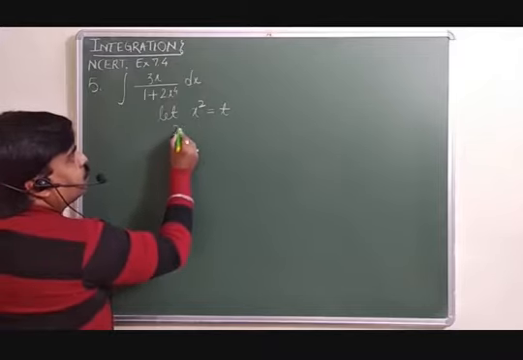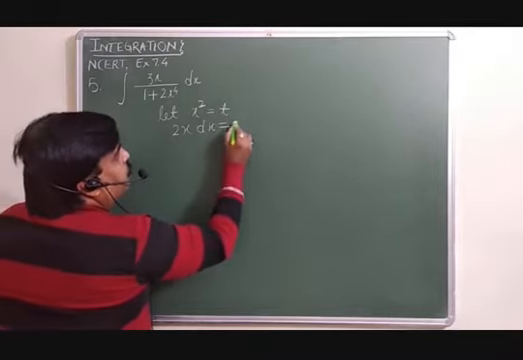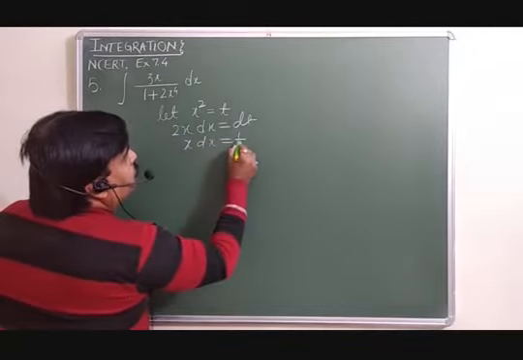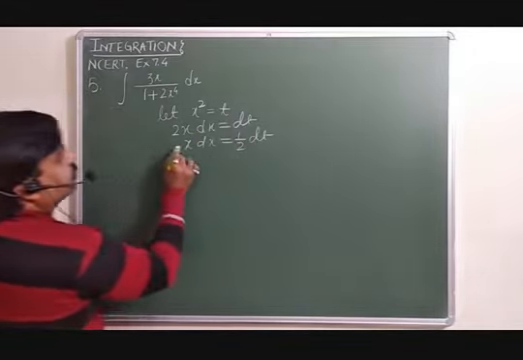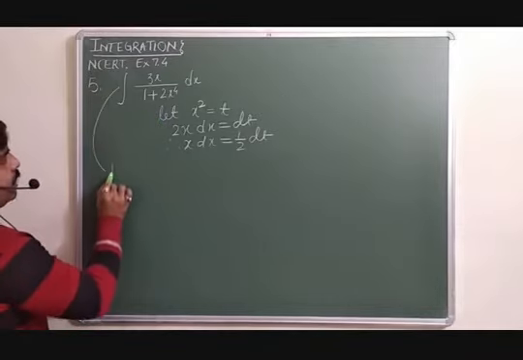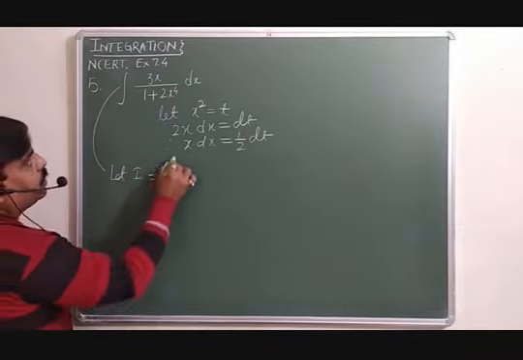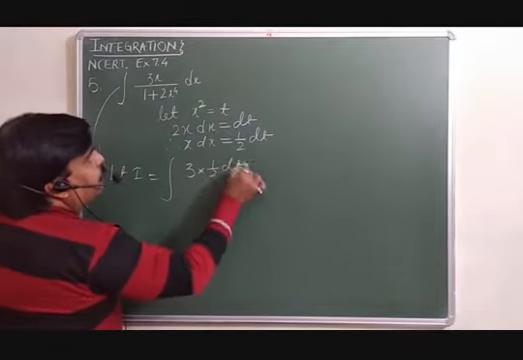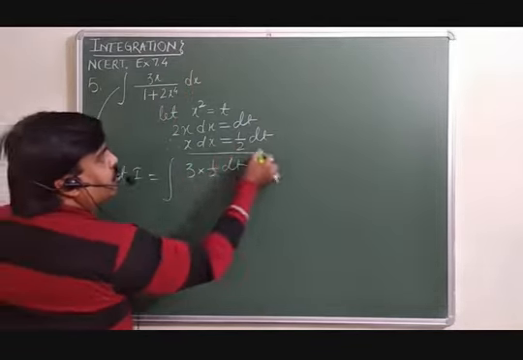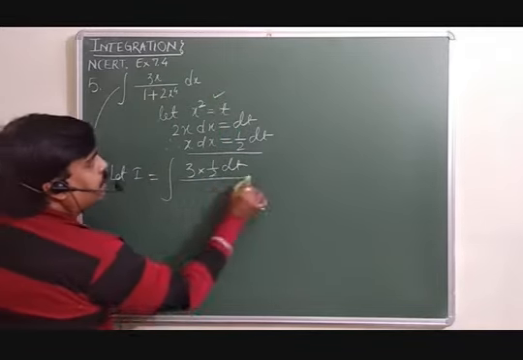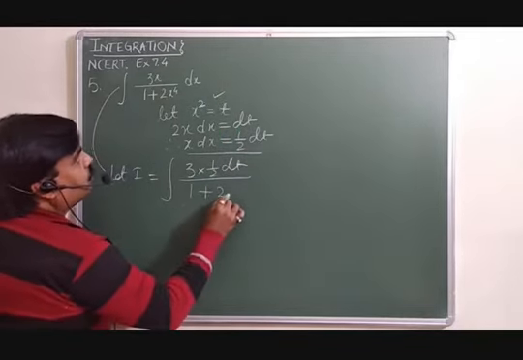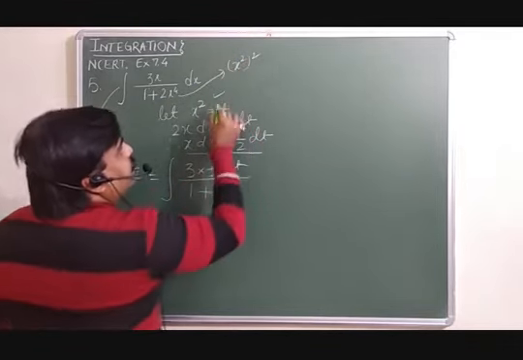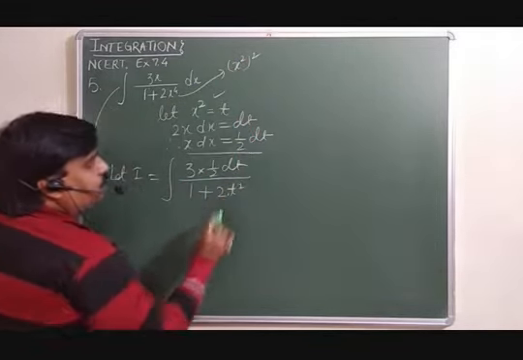So then you can see 2x dx is equal to dt. So x dx is equal to 1 over 2 dt. These values you can put here. Let I is equal to the integral of 3 into 1 over 2 dt, because x dx is equal to this, we are going to substitute, and this becomes 1 plus 2, and this is x raised to 4, means x square whole square. So this can be written as 2t square.